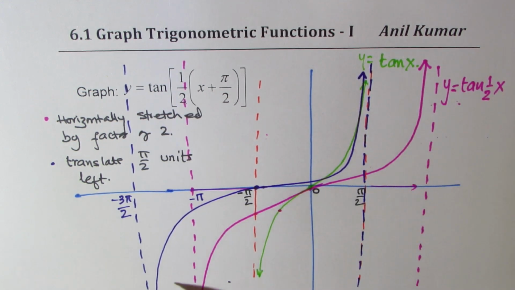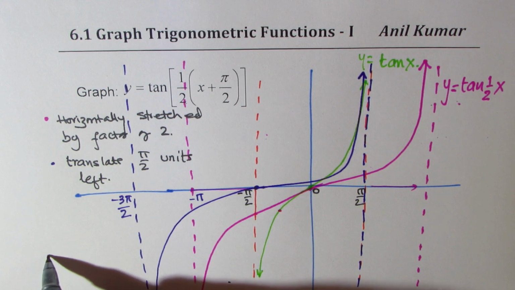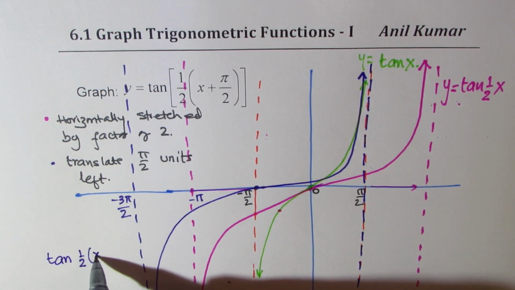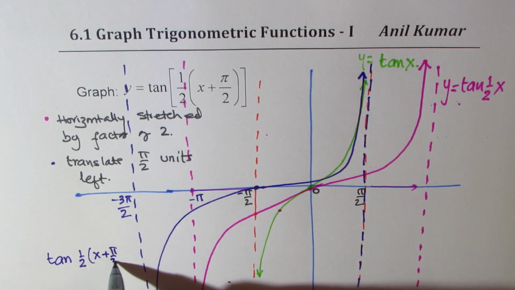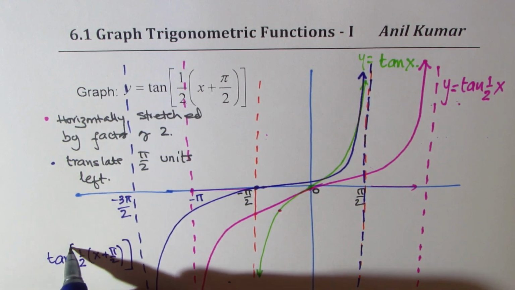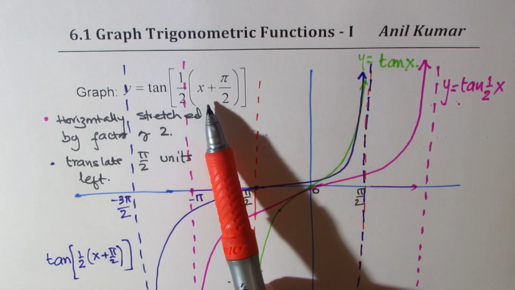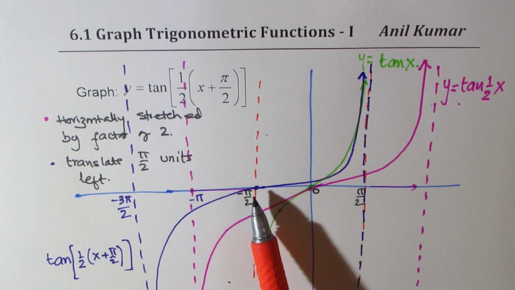Do you get the idea? So that's our final graph, which is tan of half x plus pi by 2. You get an idea, right? So that is how we should draw the translated version of the tan graph. But in this series, what you learned is how to systematically graph and get the result.